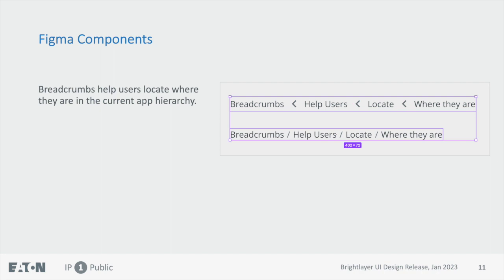And the last component is the breadcrumb. The breadcrumb helps the user locate where they are in the current app hierarchy. We've noticed a lot of Eaton apps have a very deep hierarchy. So for example, the first one might be the org, and then after org, you might have location, and after location, you have a site, and maybe buildings, maybe systems, and then devices.